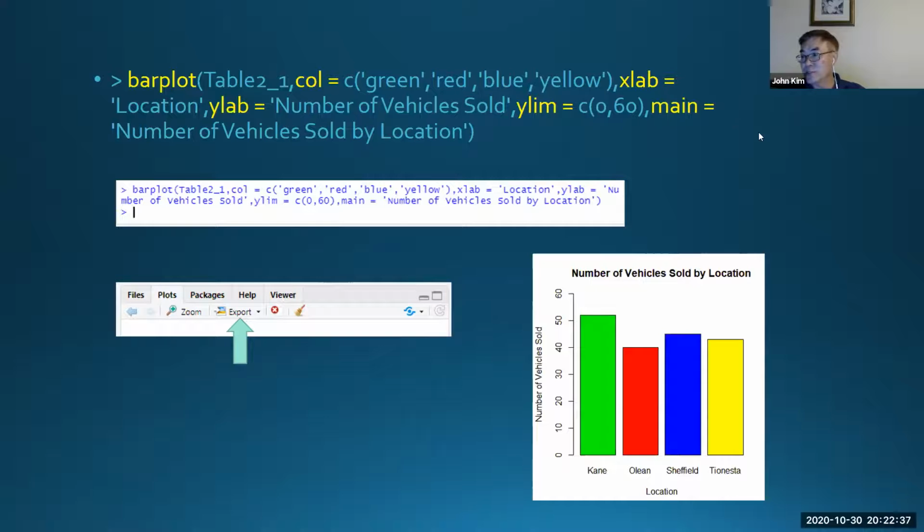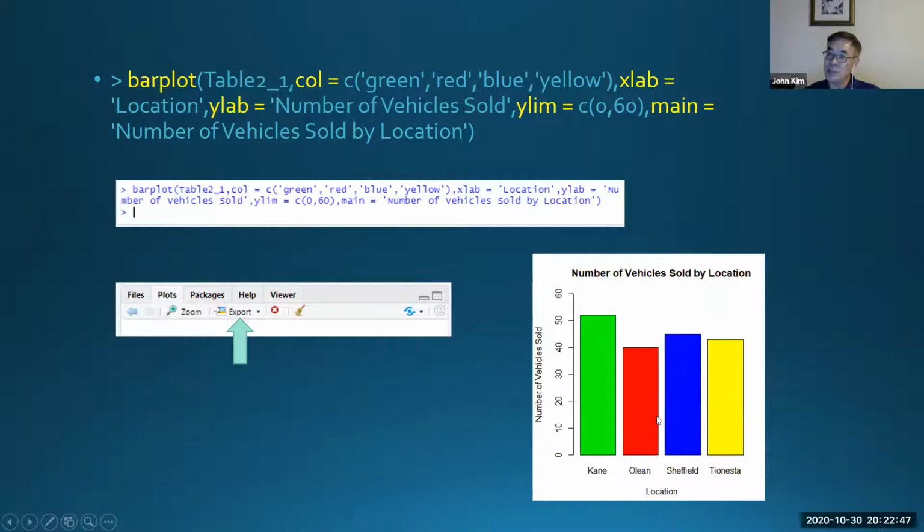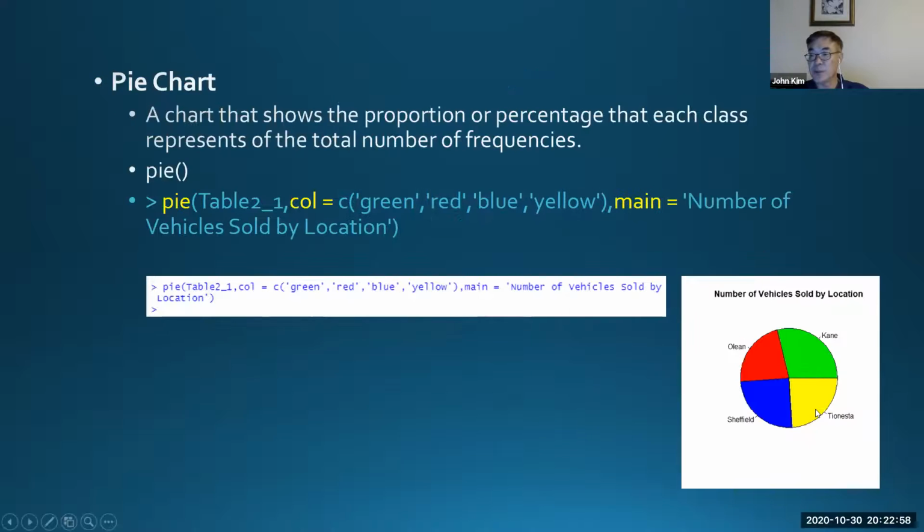Okay, let's continue. Next one: pie chart. This one is the bar chart. It looks like a bar, so we call this one a bar chart. Using the same data, we can develop a pie chart that looks like this, using this function, pie.